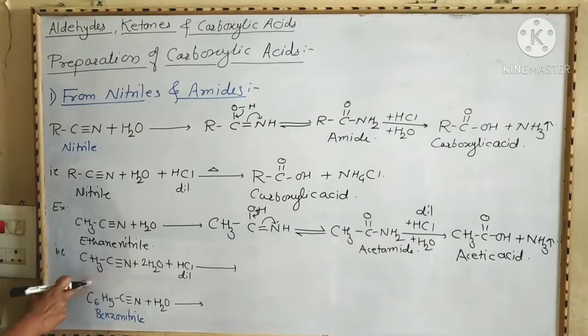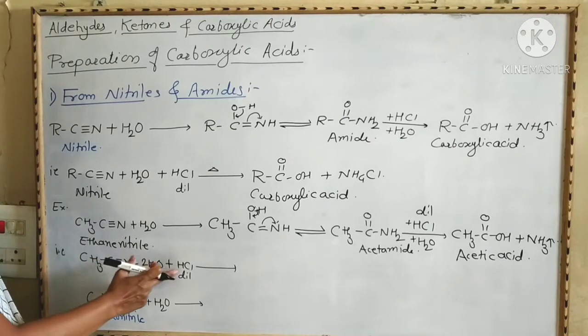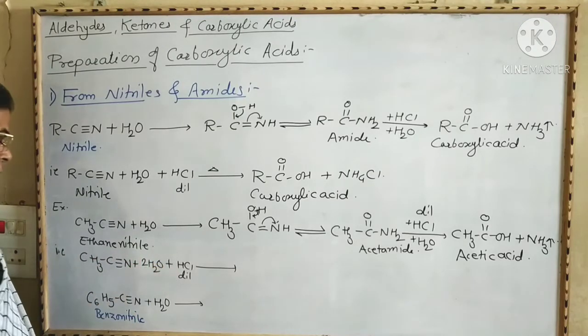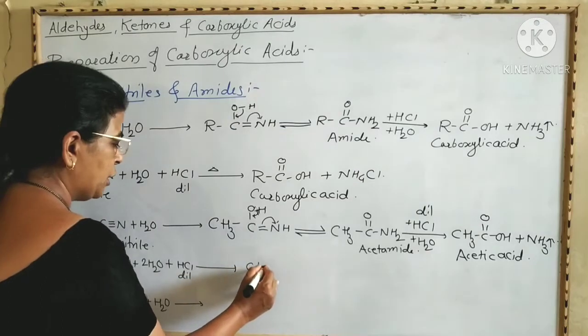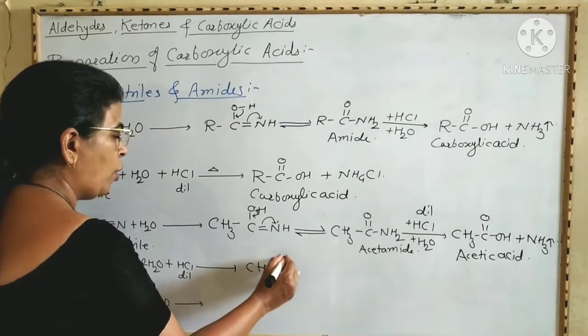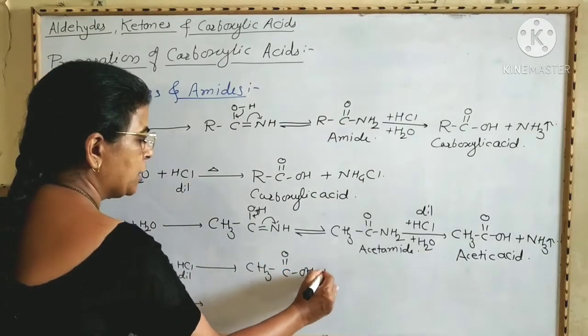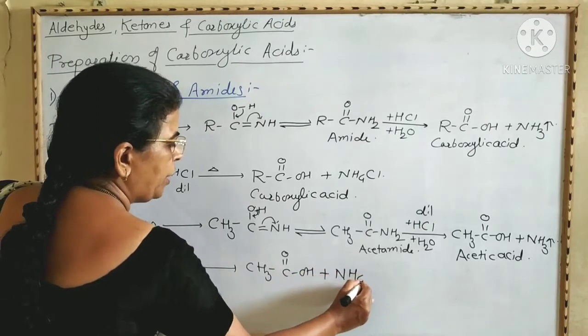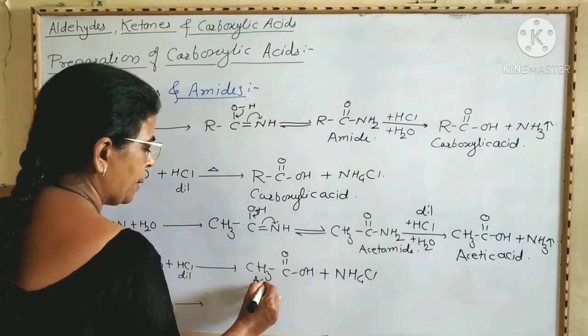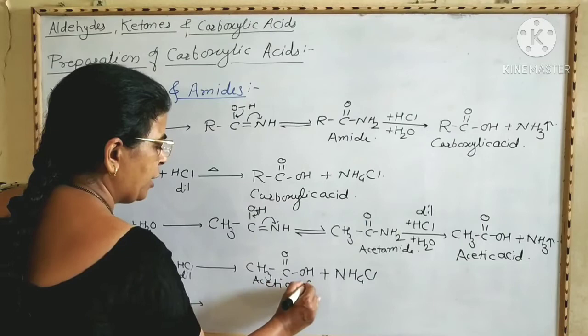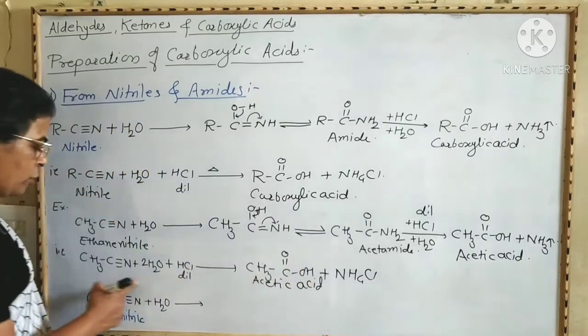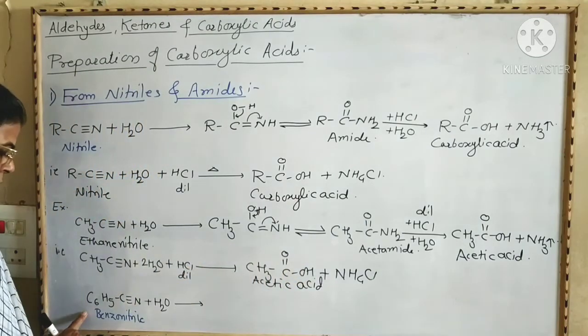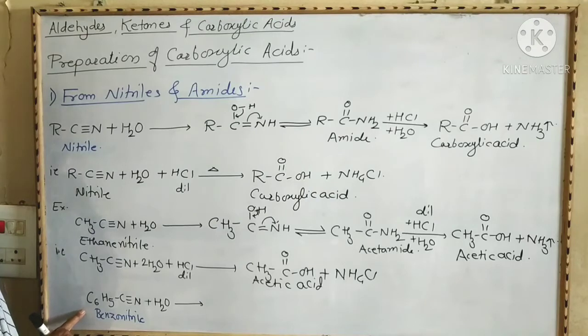Then this reaction can be written like this, or this hydrolysis can be carried out directly like this. This ethyl nitrile, when it undergoes hydrolysis in presence of dilute HCl, forms CH3 C double bond O OH plus NH4Cl. Now here it is acetic acid, formed by direct acid hydrolysis of ethyl nitrile.